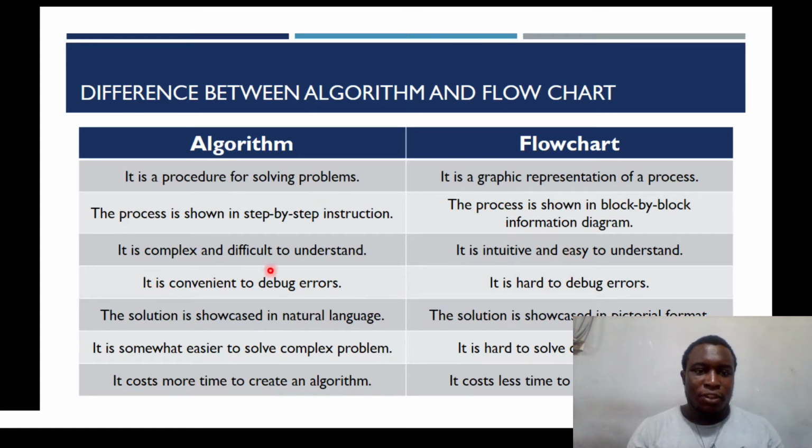So with the help of an algorithm, you can easily debug errors. You know where the errors are coming from and all that. But with the flowchart, since it's something pictorial, you're not running anything basically. So there's no way for you to check where the error is coming from.